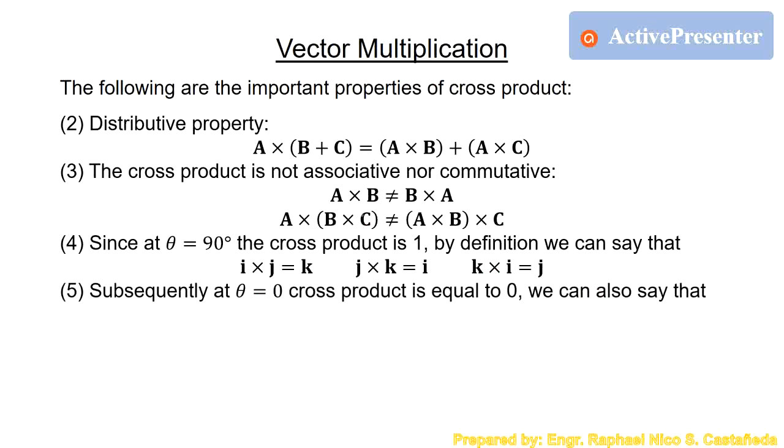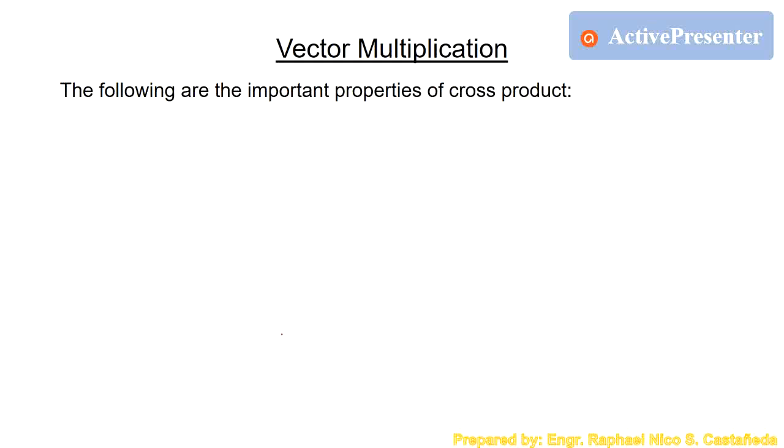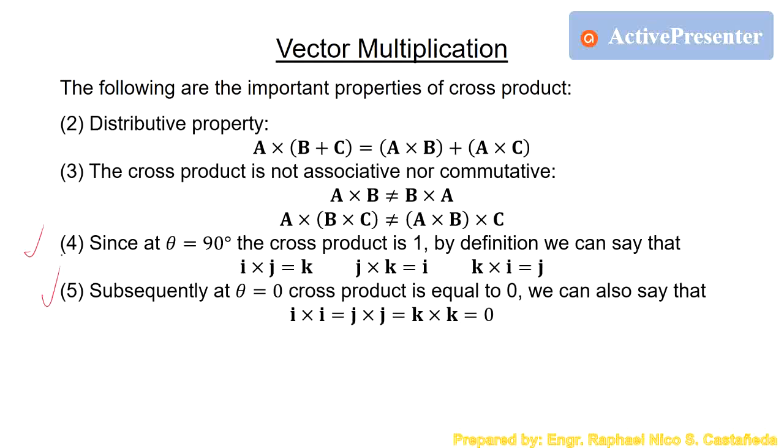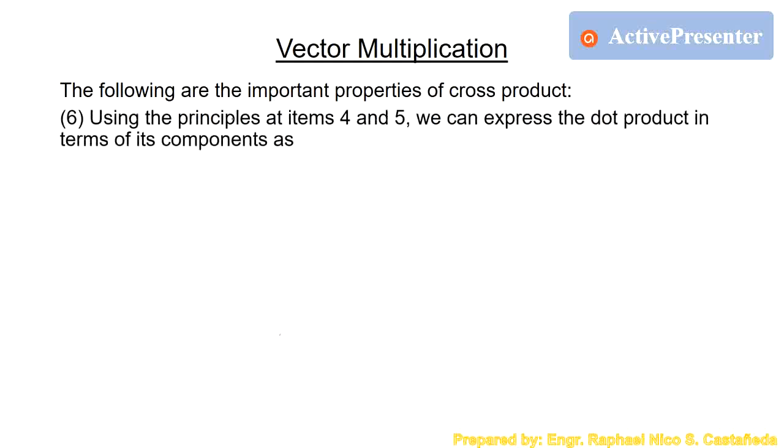Subsequently, if we use theta equals 0, the answer is 0 because sine of 0 is 0. So i cross i, j cross j, and k cross k is 0. This is the exact opposite of the dot product, because for the dot product, cosine of 0 is 1. So using the principles here in 4 and 5, we can have the formulation for the cross product.